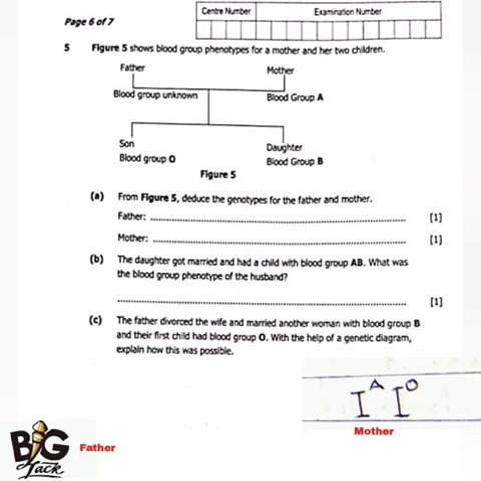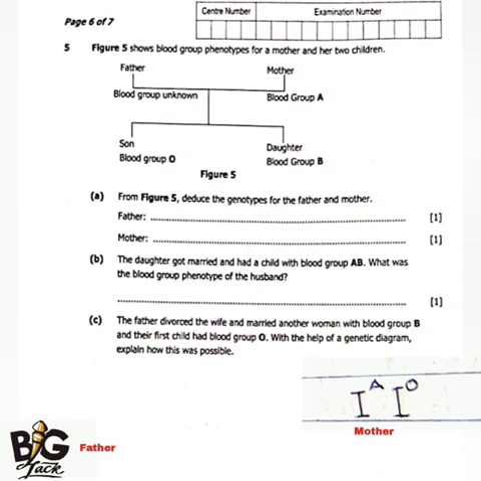So you can try to close using the same alleles that I've given you, so that you see the products which are going to be produced. Okay. So the next one is B, saying the daughter got married. Now remember, the daughter here is having what? Blood group B. So the daughter got married and had a son with blood group AB.